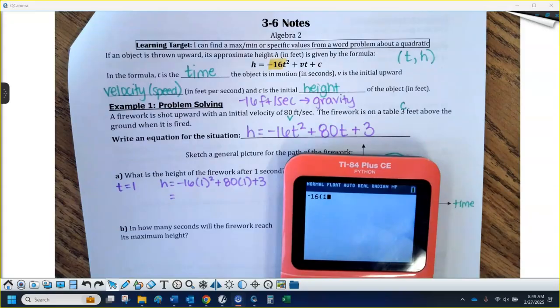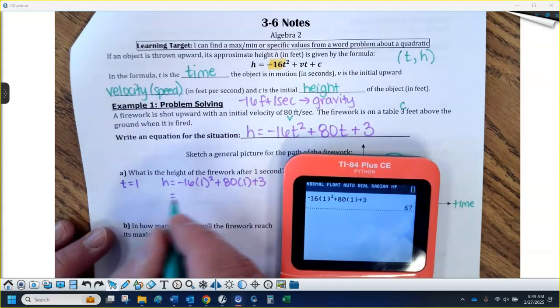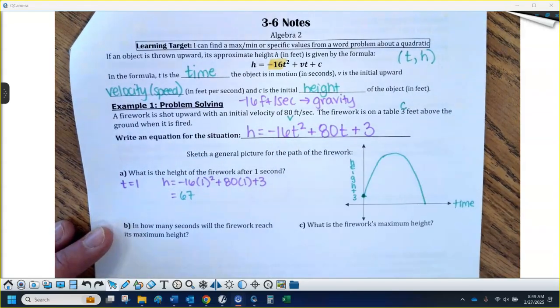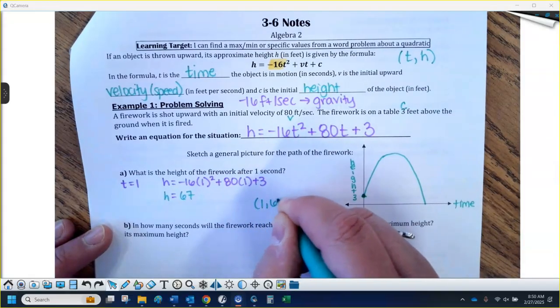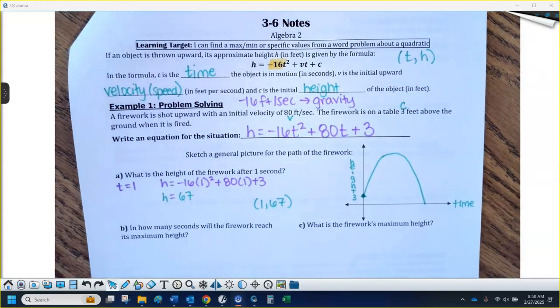Okay. Anywho, let's figure this out real quick. You guys are probably way ahead of me. Don't forget to square the 1. People always forget to square that first term. I don't know why I put an extra set of parentheses there. 80 times 1 and then plus 3, and we should get 167. Now, that's the height of the object. So basically on the graph, the point (1, 167) would be where we'd be after 1 second.